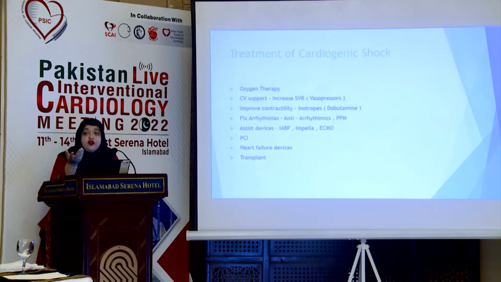Then comes the turn of advanced devices: LVAD devices, IABP, Impella, echo, and whether the patient requires PCI or not, so that he comes out of shock and recovers. If he has refractory cardiogenic shock, not showing any improvement with inotropes or vasopressors, what to do next? Do you need heart failure devices? Do you need to have a heart transplant or not?